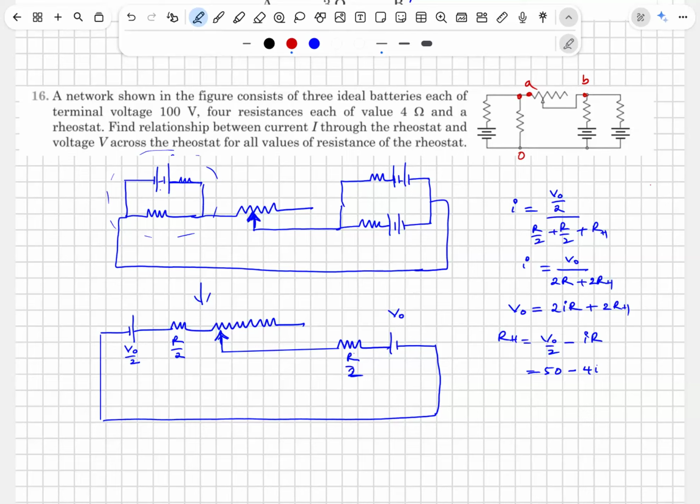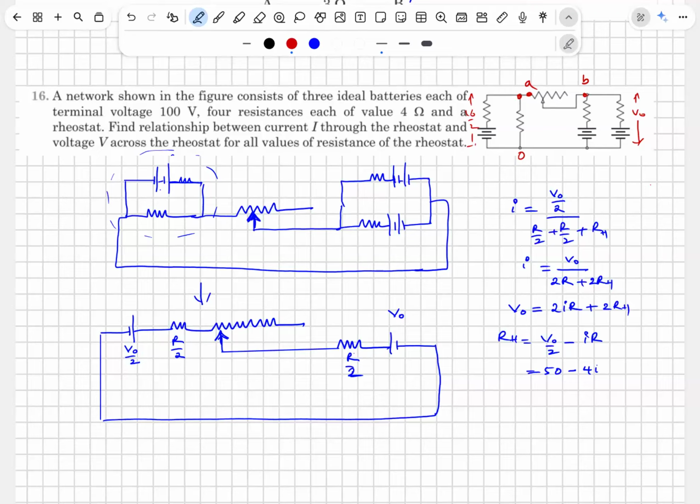That is the reason why I said the drop is V naught here. And that is the reason why I said the drop here is V naught by 2. And that's why I said the drop between B and A, VB minus VA, is E Thevenin, and that is V naught by 2.